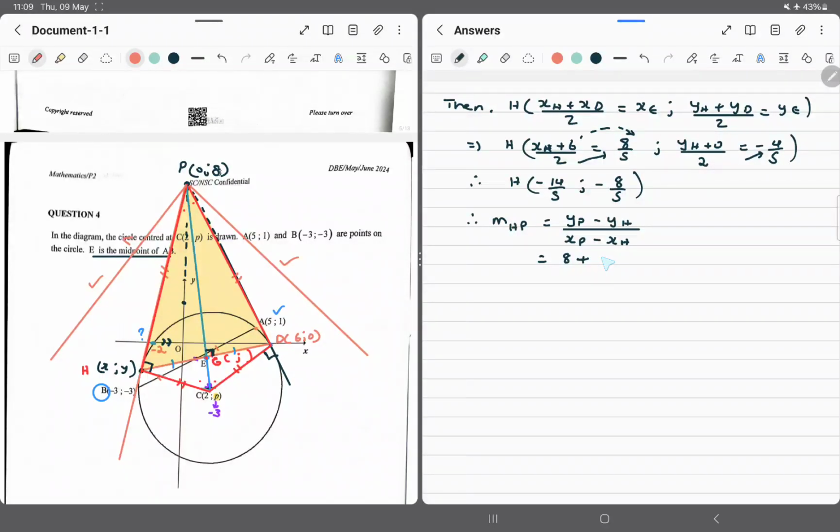Minus is going to be plus 8 over 5. Let's extend the division line because it's going to be horrible. X there is 0. Minus, that one is going to be plus 14 over 5. So let's find out what is that. Clean it up a bit. So 8 plus 8 over 5 gives us 48 over 5 divided by basically 14 over 5. So we divide this by 14 over 5.